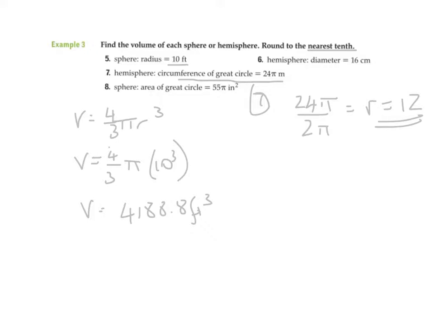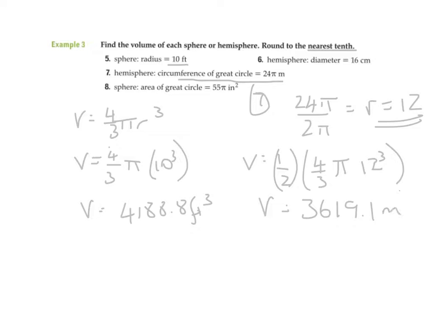So don't forget, it's a hemisphere, so volume is equal, we only want 1/2 of it. So 1/2, then 4 over 3 pi and 12 cubed. Okay, and if you plug that into your calculator, you should get 3619.1. And it's whatever the units are, meters cubed.